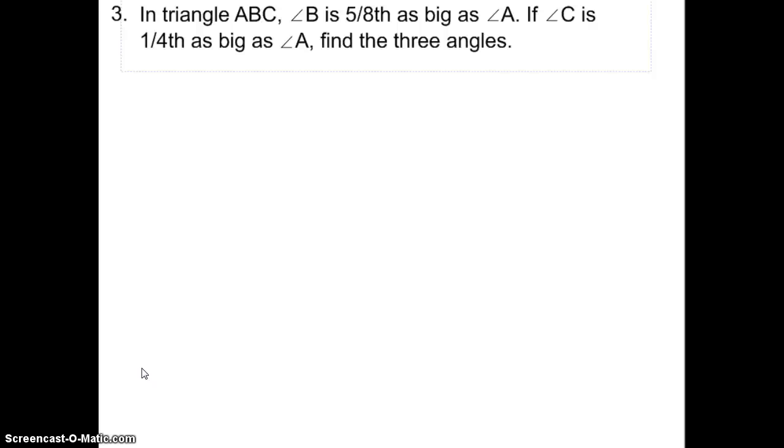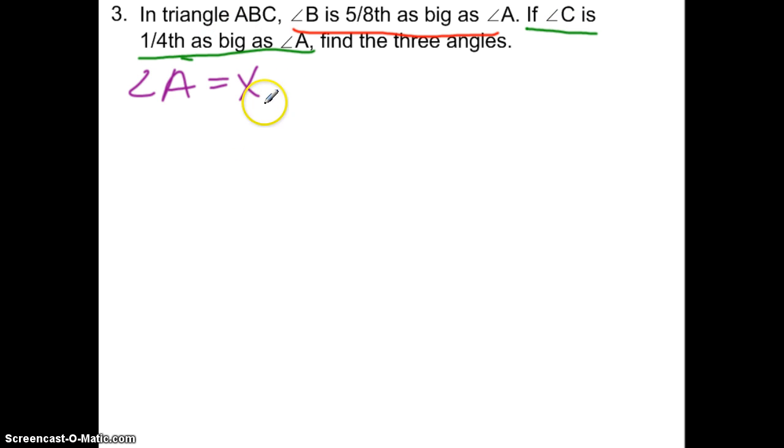So number 3 is a lot like number 1, but now we're dealing with some fractions. In our triangle, we have triangle ABC again. Angle B is 5/8 as big as angle A, and angle C is 1/4 as big as angle A. So here we know that angle A is going to be x, because we're given information about angle B, and we're also given information about angle C in relation to A. We don't know anything about angle A yet, so we're going to call angle A x.